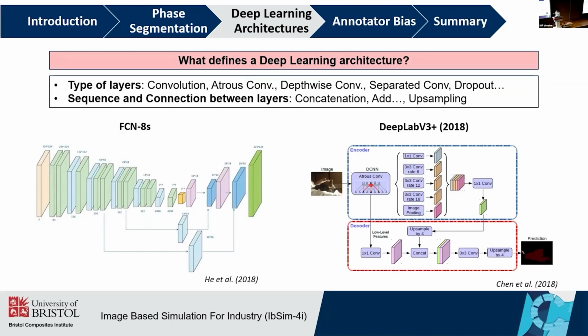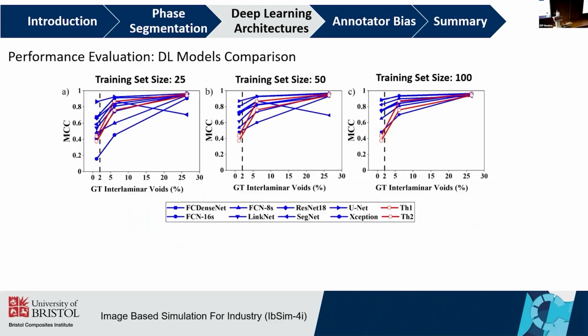So, just before, I want to clarify what is the definition of a deep learning architecture. A deep learning architecture depends on the type of layers that it has, and also the arrangement and the connections between them. So you have the FCNs, for example, here, or DeepLab, which is a recent architecture, and how they look like. So these are the main differences between the architectures that we used.